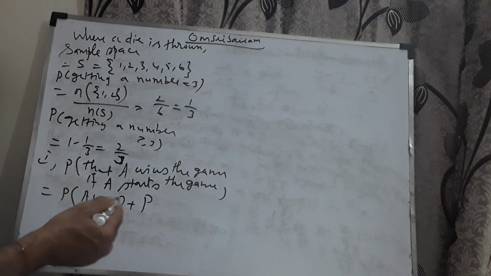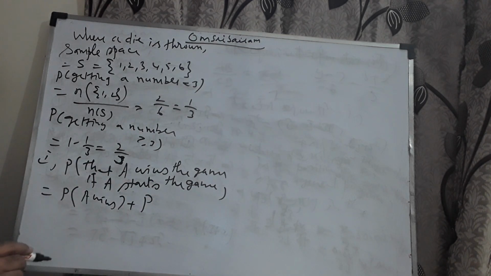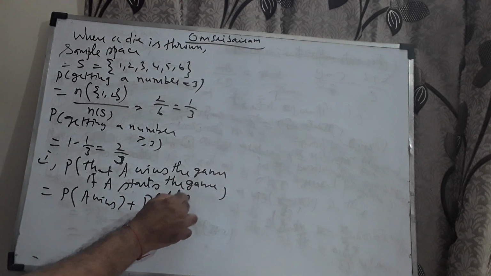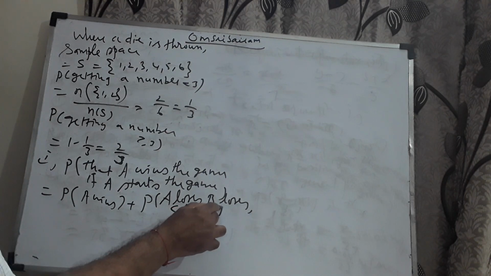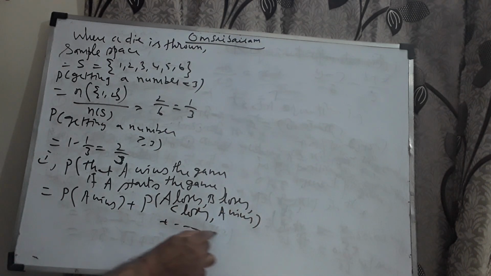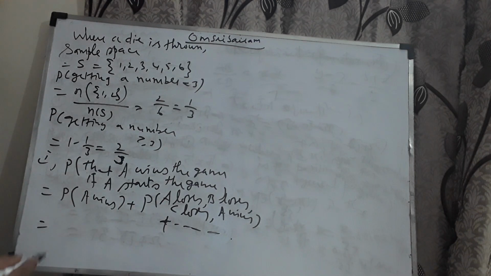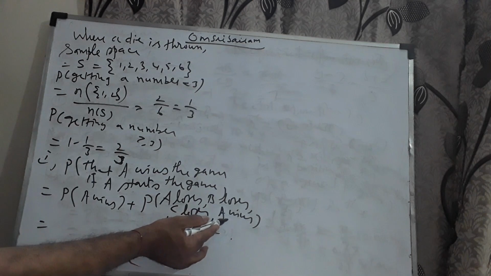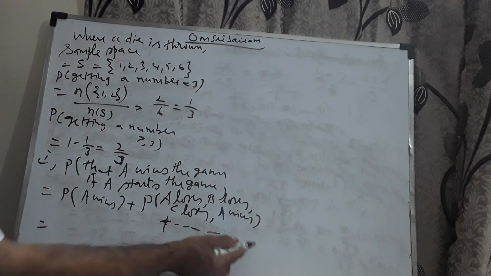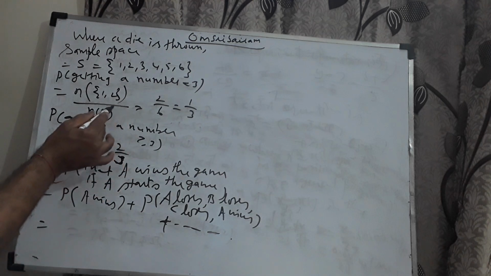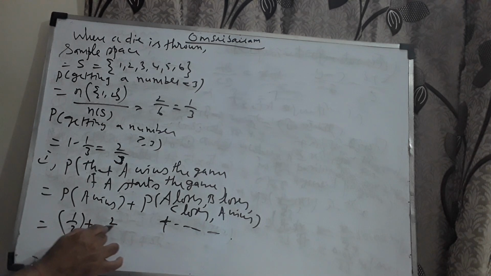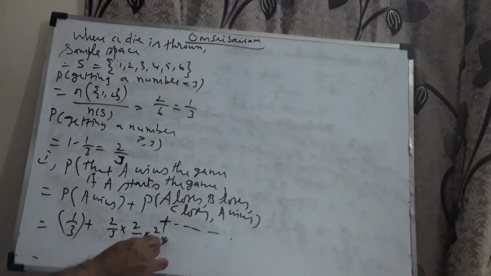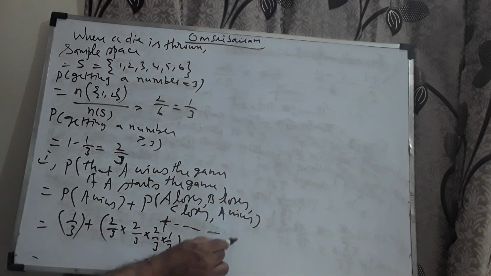Now for P of A wins, wherever I have the application of 'or', I use addition. P of A wins, or A loses, B loses, C loses, A wins, and it goes further. I have no idea when A is going to win. A wins in his first attempt, or in his second attempt, or in his third attempt, etc. Winning means getting 1 or 2, definitely 1 by 3. Losing means A gets 2 by 3, B gets 2 by 3, C gets 2 by 3, and then 1 by 3 and so on, plus etc.